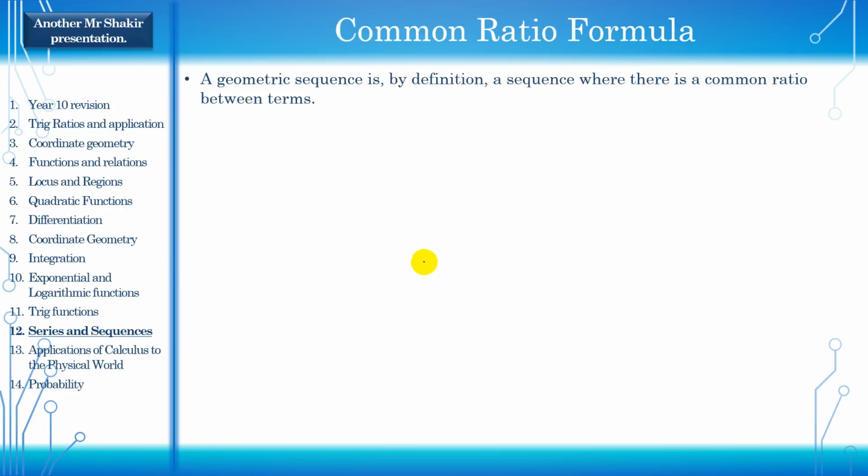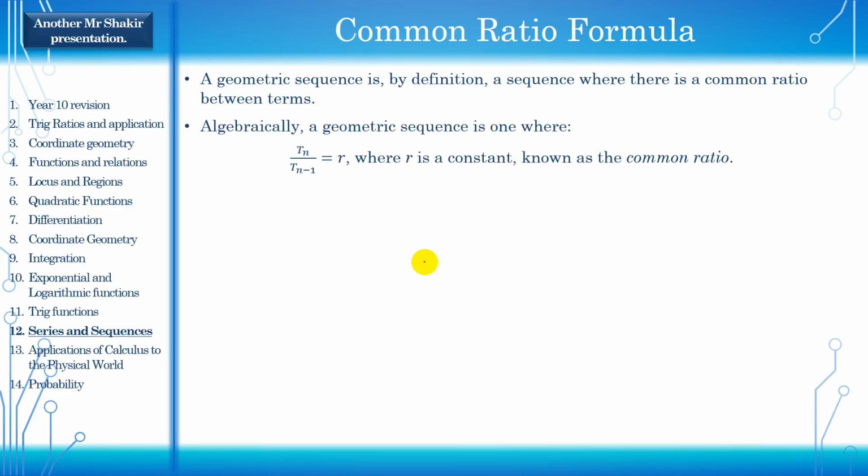The common ratio formula. Now, a geometric sequence, by definition, is a sequence where there is a common ratio between terms. So algebraically, this is how we would write it. Ratio is equal to the nth term divided by the n minus 1th term. In other words, you can get any term and divide it by the term just before it, and you will get the common ratio. Now, the important thing is it has to be consecutive terms, and the later term is going to be on top.